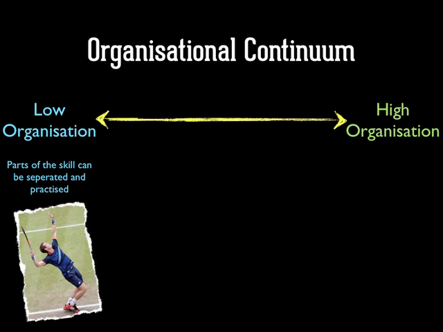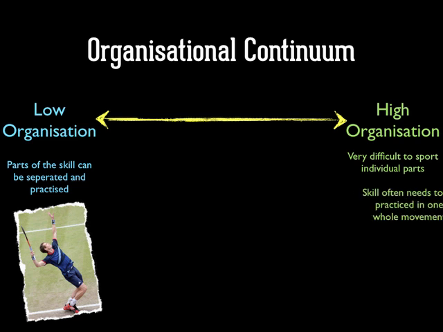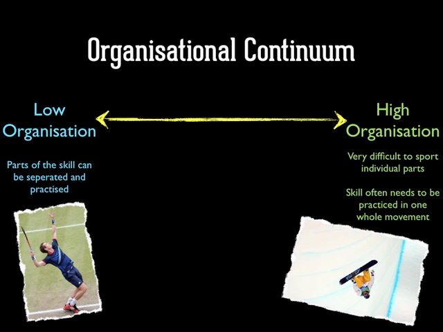The opposite to this is what we call high organisation skills. Now these skills are very, very difficult to see separate parts or to break them down. So the H in high organisation stands for hard to spot the parts. And often these skills you've got to perform them in one go. You can't separate them. Like a tennis serve, I could separate that up. You've got to hit this in one go and might require specialist equipment. A great example of this is a 360-degree spin in snowboarding or a somersault. You've got to do that skill in one whole movement for it to be effective.